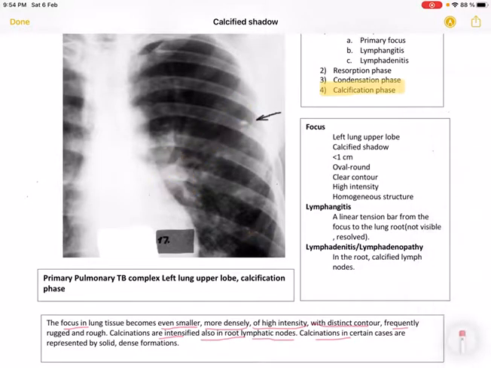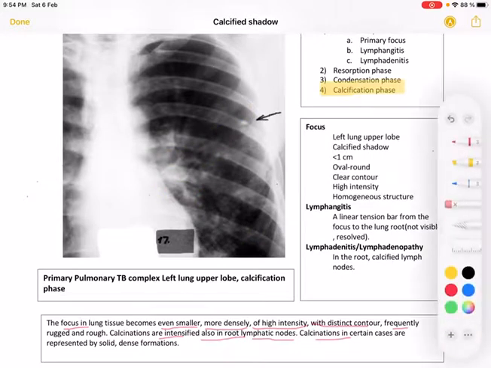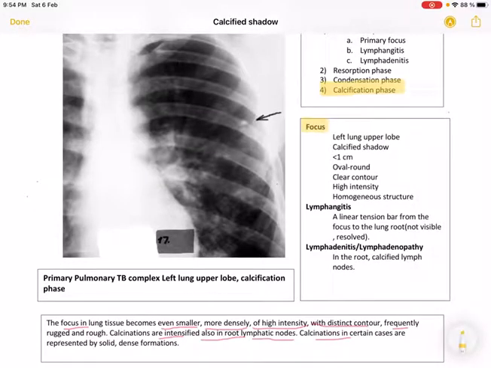So now we will go for the characteristics of the primary focus. The location is very important. Where is the focus located? It is present in the left lung upper lobe, and it is a calcified shadow. The size is approximately less than 1 centimeter. It is oval or round in shape. The contour is clear. It means the borders are completely visible.